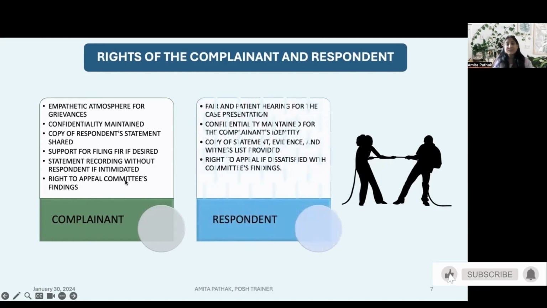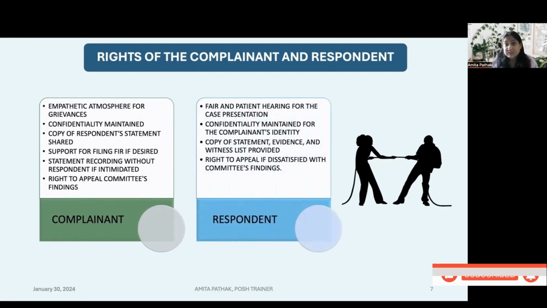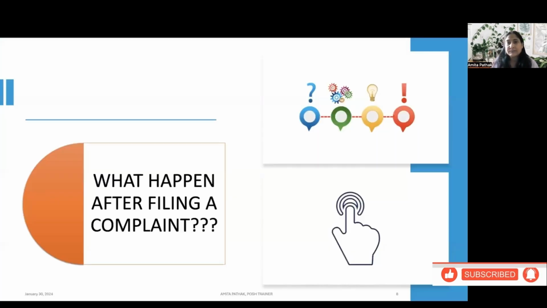Let us look at the rights of the respondent. Fair and patient hearing for the case presentation. Confidentiality maintained of the complainant's identity. Copy of statement, evidence, and witness list provided. Right to appeal if dissatisfied with the committee's finding. Morally, whenever the complaint is being recorded, the complainant and respondent should be aware of their rights, how to proceed, and act accordingly. What happens after filing a complaint?